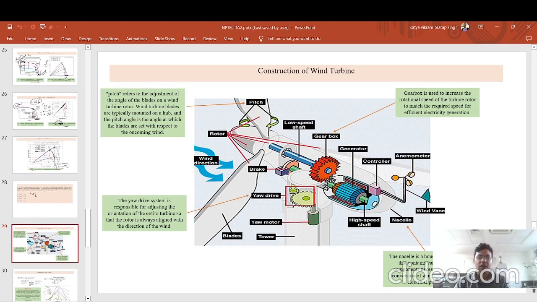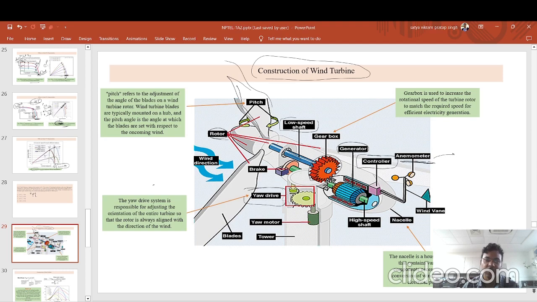Coming to the construction part of this wind turbine, there are basic 3 slides. The construction says that there are multiple systems in between, such as the rotor with the windmill fins. Then the low speed shaft is connected to the gearbox to adjust the speed. Then it is connected to the generator terminal, then to a controller which controls the power flow, and the anemometer for checking the wind direction. And in between there is a yaw drive.